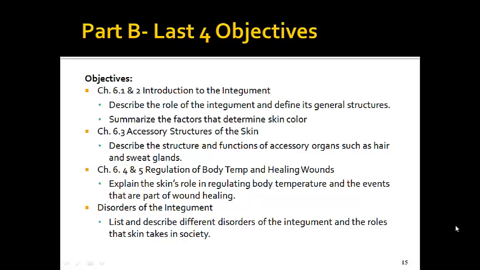Welcome to Part B of Chapter 6, Integument. We'll be covering the last 4 objectives, including summarizing skin color and its causes, describing accessory structures like glands and hair, looking at the skin's role in body temperature regulation and how wounds heal. Lastly, we'll take a look at different types of skin cancers and disorders of the integument.